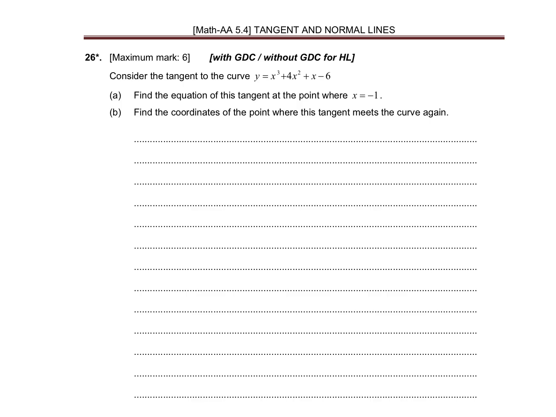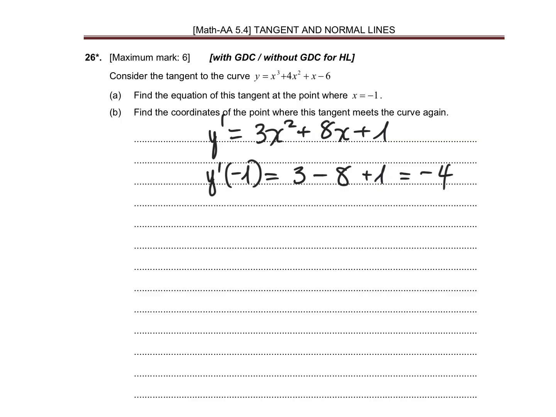26. Consider the tangent to the curve. Find the equation of this tangent. Okay, so we've got y prime is 3x squared plus 8x plus 1. Now we have to find the derivative at -1. So that's going to be 3 minus 8 plus 1, so -4. That's the gradient at -1, and we have to find the function at -1. So that's going to be -1 plus 4 minus 1 minus 6. So that's going to be -4 as well.